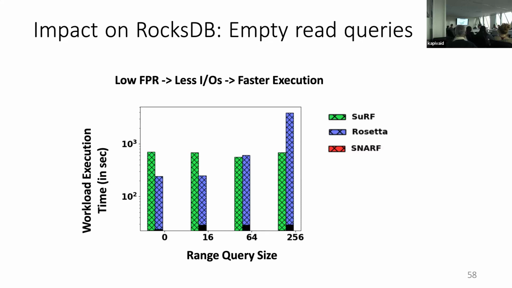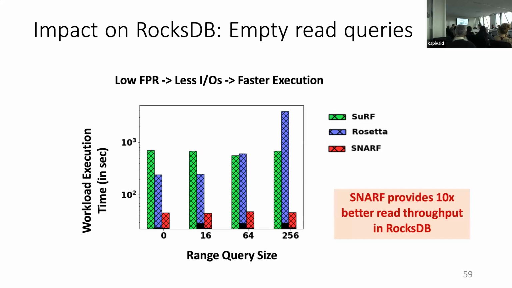Now, the first two baselines we are seeing are Surf and Rosetta. Surf, in green, you can see that it's able to maintain a similar performance across all range query sizes, but it's suboptimal compared to Rosetta for smaller range query sizes, which aligns with our understanding of Surf. Rosetta gets worse as the range query size increases, so this also makes sense.